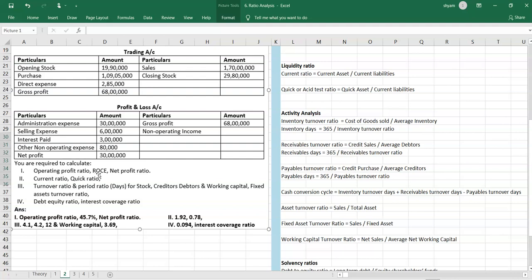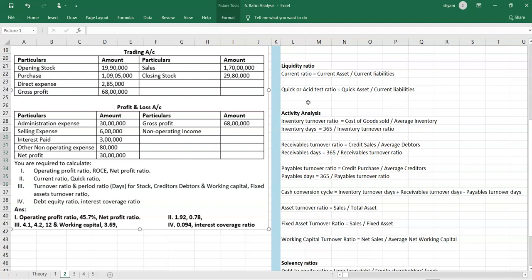So operating profit ratio, ROCE, net profit, current ratio, quick ratio, turnover ratio. Turnover ratio they have put, I think it should be asset turnover ratio. Only when we do it will we know that. And the period ratio in days, for inventory turnover, debtor turnover, working capital turnover, or fixed asset turnover. So five turnover ratios they are asking, then debt equity ratio and interest coverage ratio.